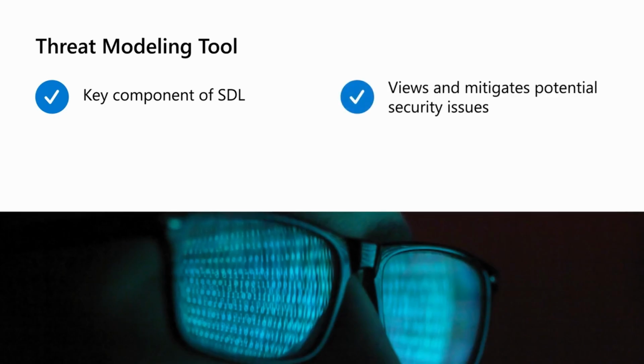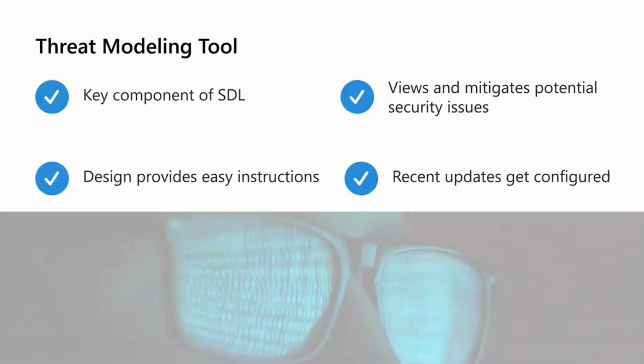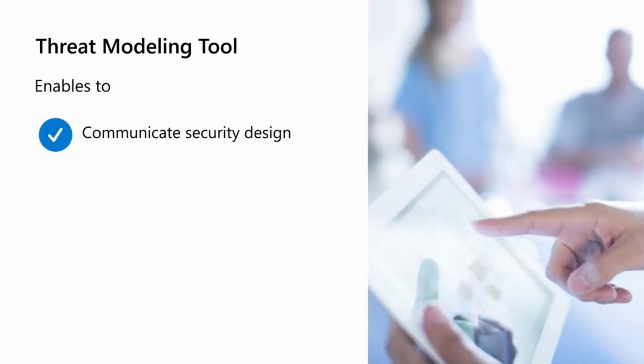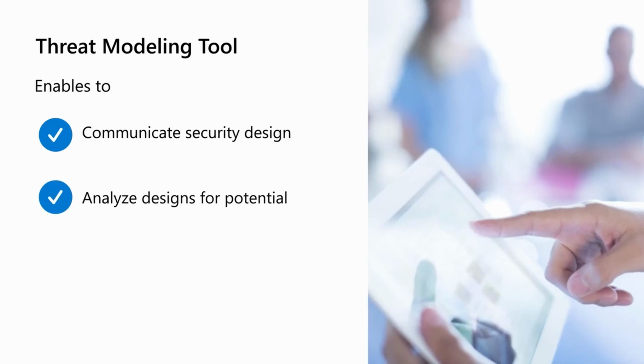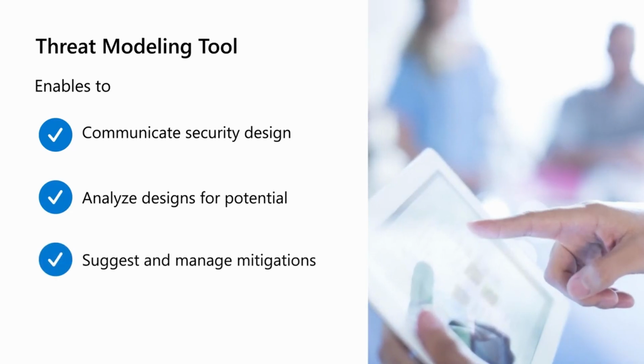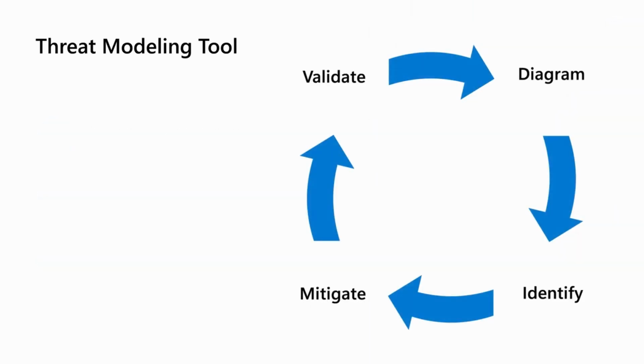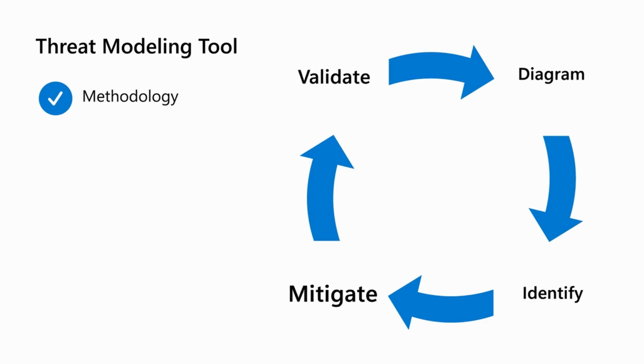Now let's understand the threat modeling tool. The threat modeling tool is crucial to Microsoft's Security Development Lifecycle, or SDL. Its key responsibility is to view and mitigate potential security issues when they are easy to use and maintain. This tool's design provides simple instructions to create and analyze threat models. When a user launches this tool, the most recent updates get configured. The threat modeling tool enables you to communicate about the security design, analyze designs for potential security issues, and suggest and manage mitigations for security issues. The tool's methodology entails generating a diagram, identifying issues, mitigating them, and validating each case.